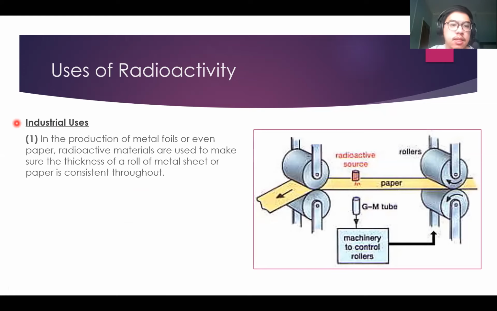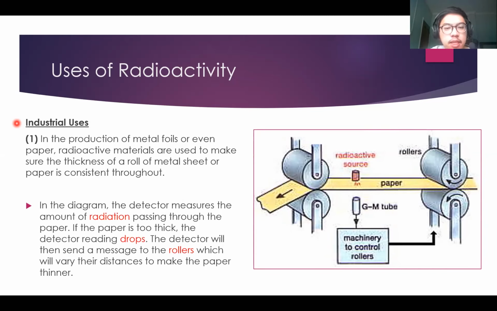So the first use is in the production of metal foils or even paper. Radioactive materials are used to make sure the thickness of a roll of metal sheet or paper is consistent throughout. So we can use radioactivity to check the thickness of a sheet of metal or paper or whatever it is, and make sure the thickness is uniform.